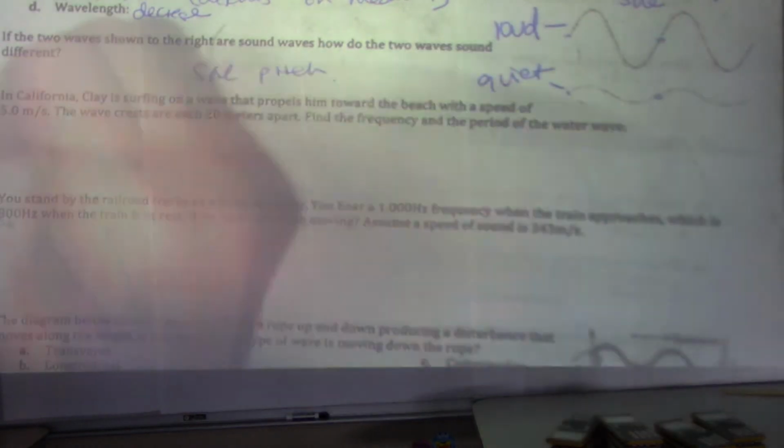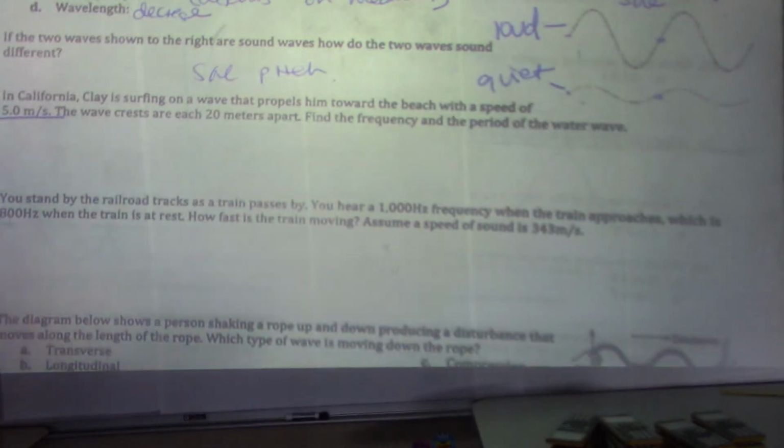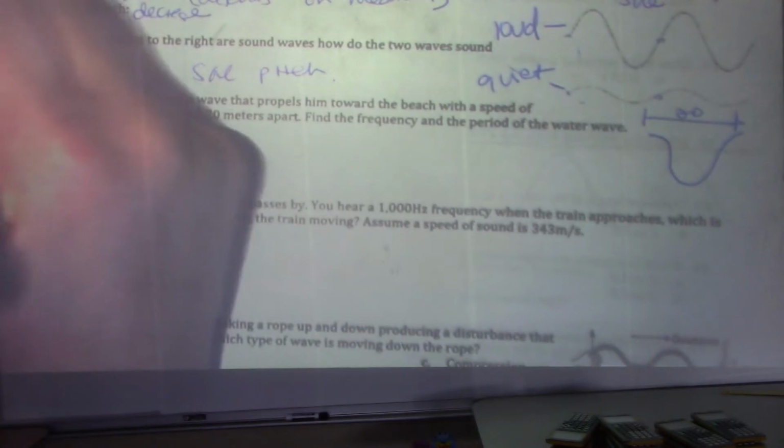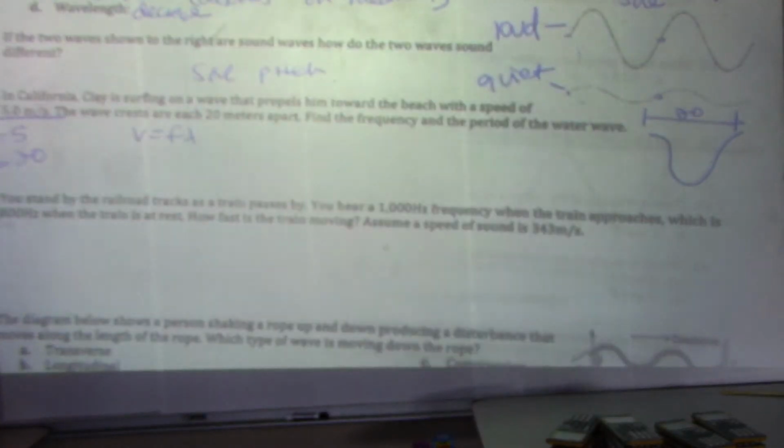A wave, this is the speed, so v. The crests are 20 meters apart, so if I have a crest and another crest and the distance between them is 20 meters, then that is my wavelength. So v equals 5, wavelength equals 20. I want to find frequency and period. Well, I can just plug in v equals f times wavelength.